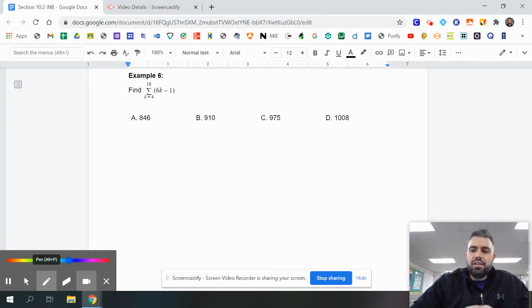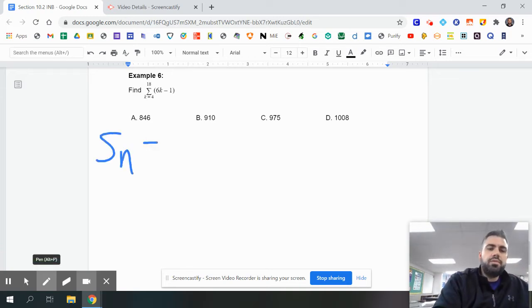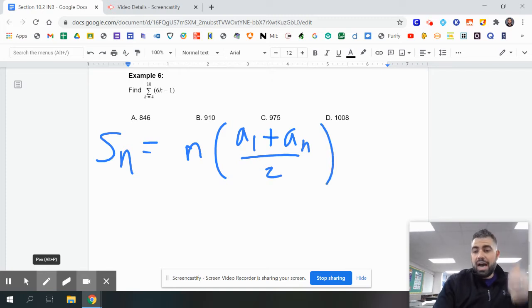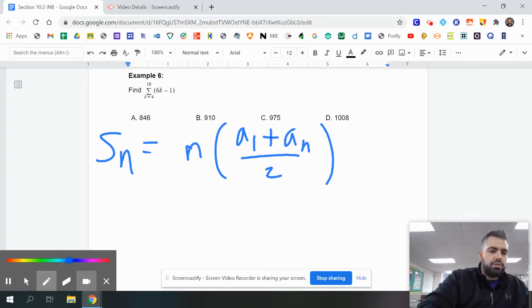And it says find, okay, so let's see, sigma means sum of 6k minus 1, starting with term 4 all the way to term 18 in that sequence, right? So if we're going to use this equation, the sum of a series, n times a1 plus the last term, an, over 2, I need to know what my first term is, a1. I need to know what my last term is, an, and I need to know what n is, the number of numbers, right? All right, so let's do that.